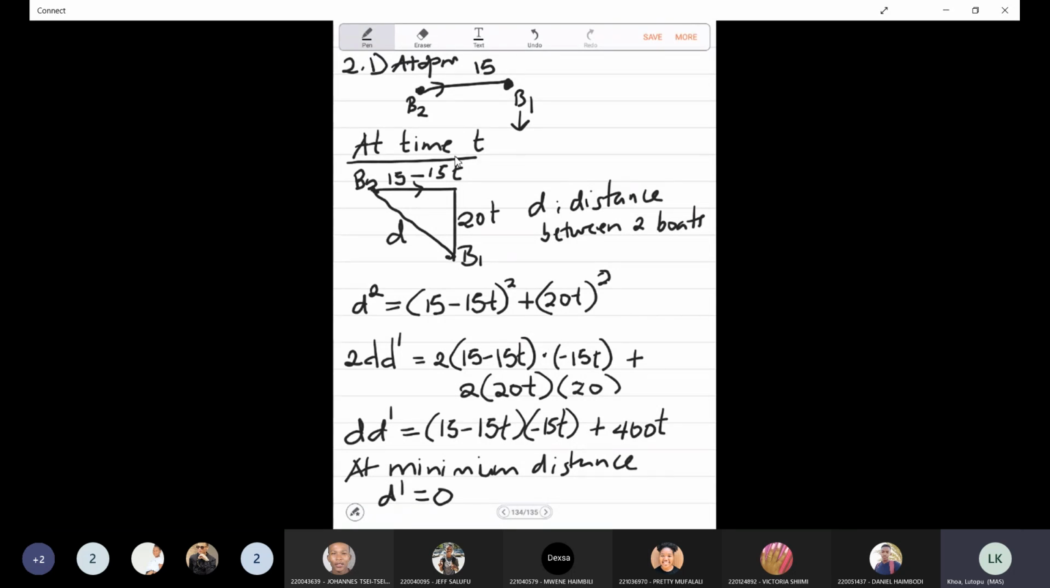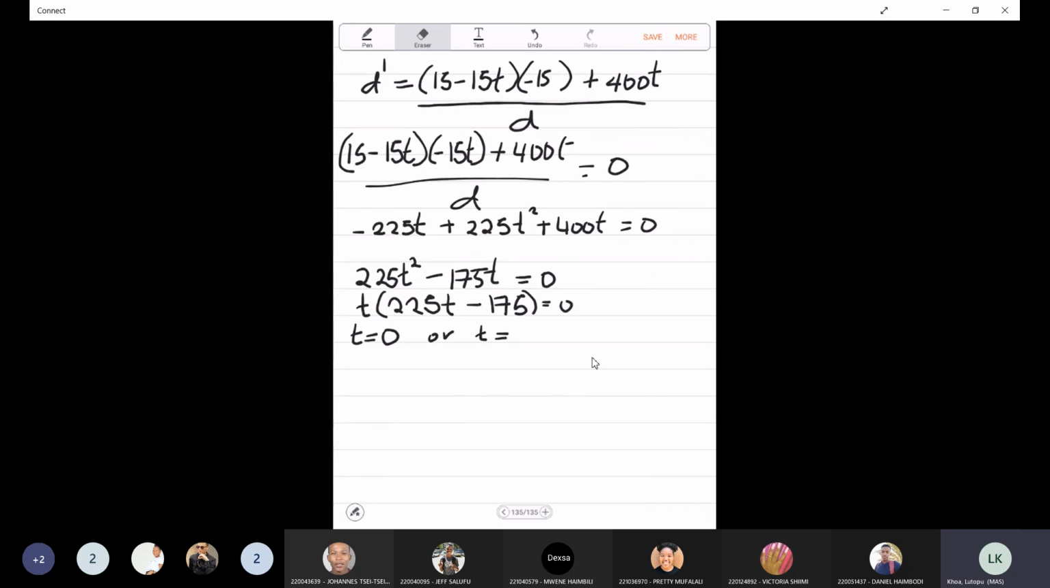2d, that's 15 minus 15t. Okay, I see the problem here. The derivative here should not include a t, sorry. So there should not be a t there. There should not be a t there. And there should not be a t there. So this is just 225, and this should not be squared. Okay, I think now it will be fine.